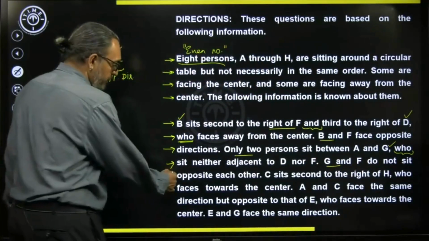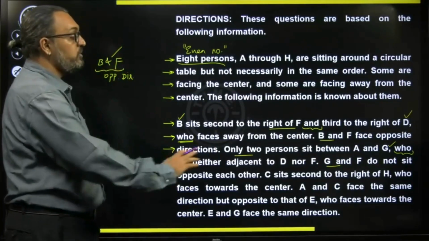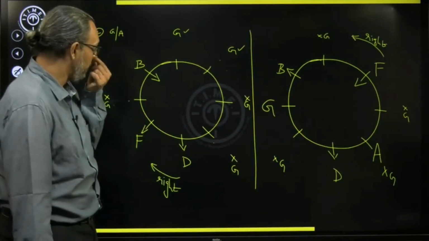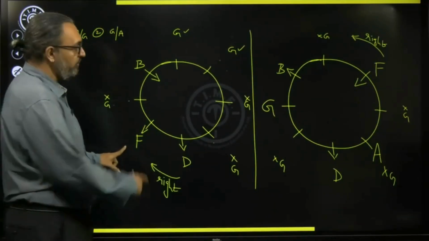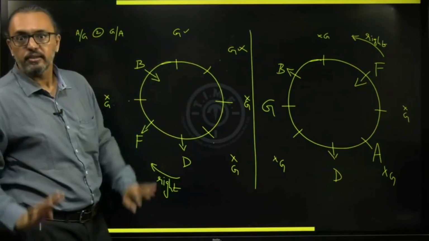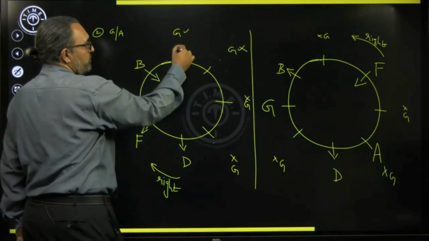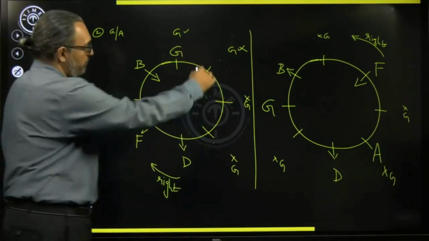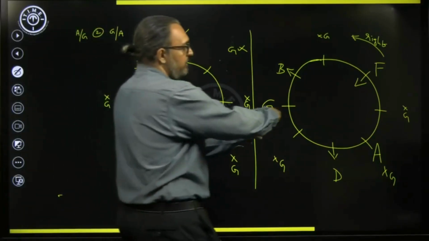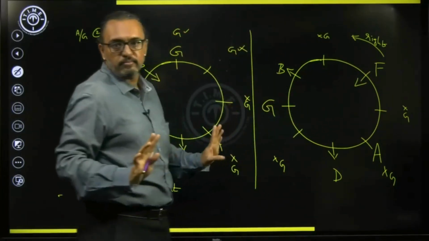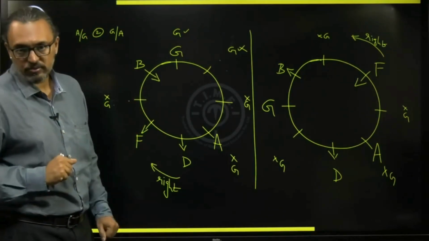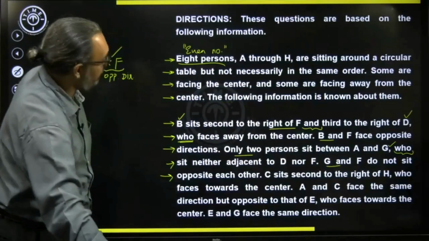G and F do not sit opposite each other. So G and F are not opposite each other. Okay. Now check here. F is here. G and F do not sit opposite each other. That means this is the only position where you can have G. And that means leaving a gap of 2, you can have A. And here, see, G and F are not opposite each other. So still both the possibilities are available for us. Correct? Then what else we have?